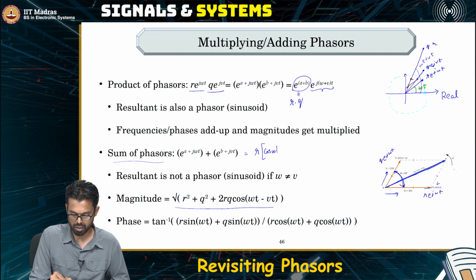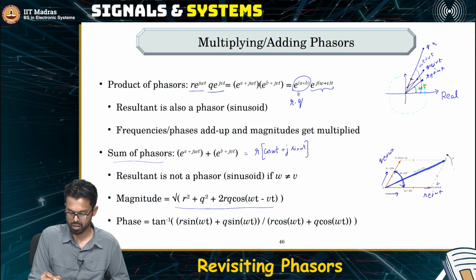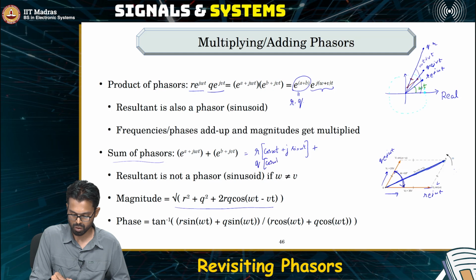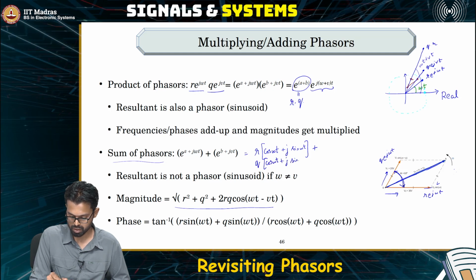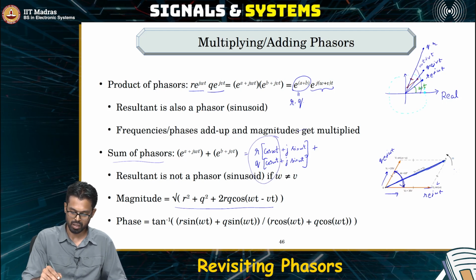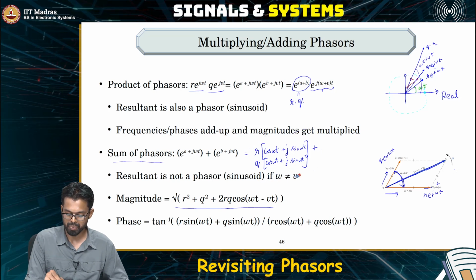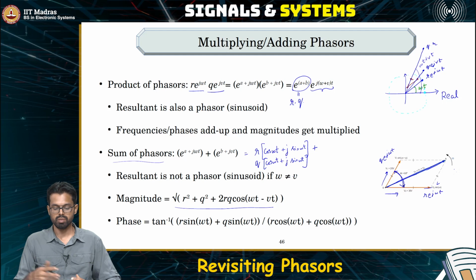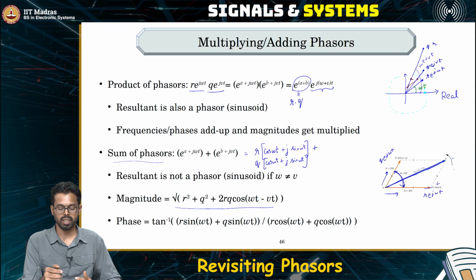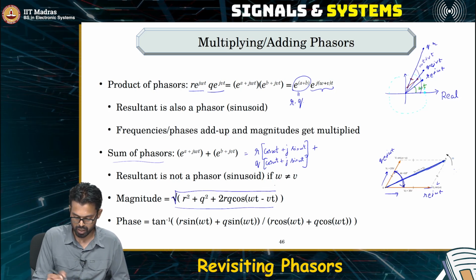In other words, you can write this as r times cos omega t plus j sin omega t, plus q times cos omega t plus j sin omega t. Now you have this to be the real part and this to be the imaginary part. To compute the magnitude, all you have to do is take the square root of the real part squared plus the imaginary part squared. That's exactly what you have to do here, and if you do that, you will get this particular expression.